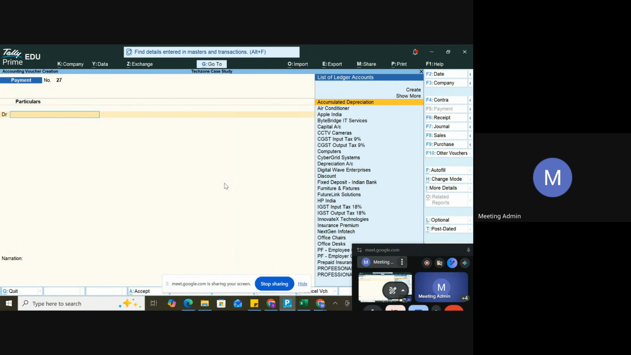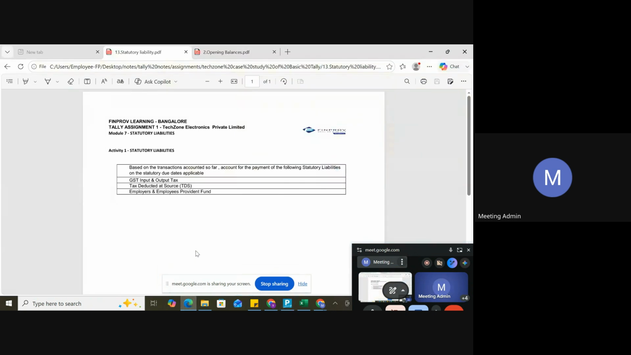Okay. So now GST. So GST, what do we do? Okay. So you understood the GST concept I told you. Next we have to do this GST. Next we have to do the GST set off entry. Okay.